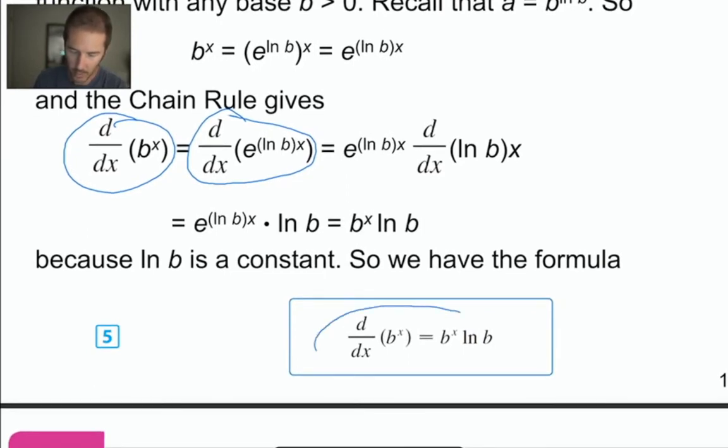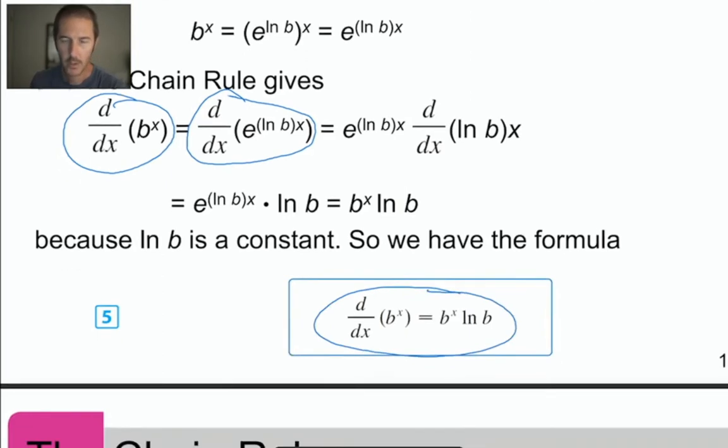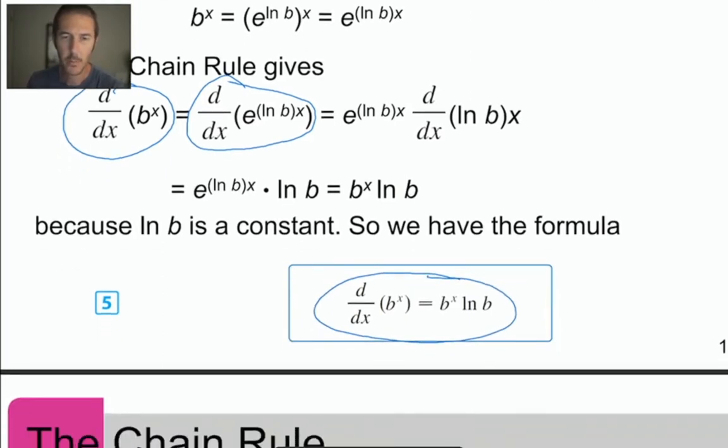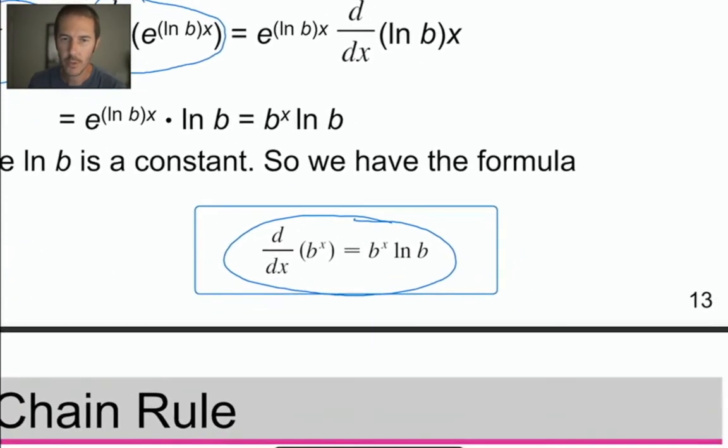This is what you want to make sure goes into your notes. The derivative of a constant value being raised to the power of x is equal to that same constant value being raised to that same power of x multiplied by the natural log of b. This should look a little bit familiar, because we have taken the derivative with respect to x of e to the x. And you were told that that was equal to e to the x.